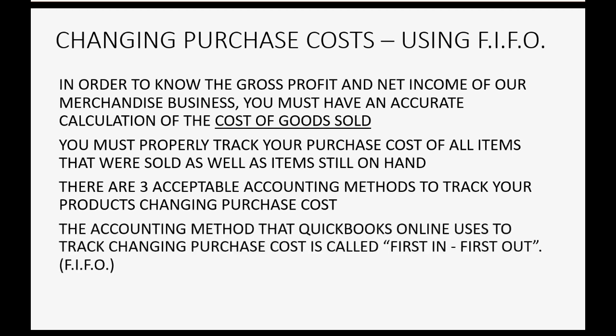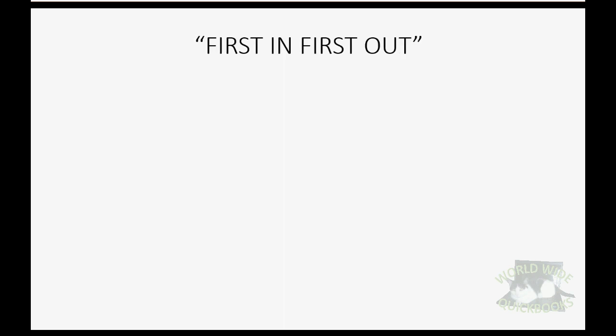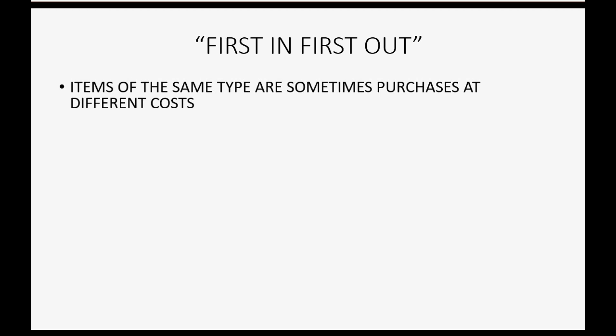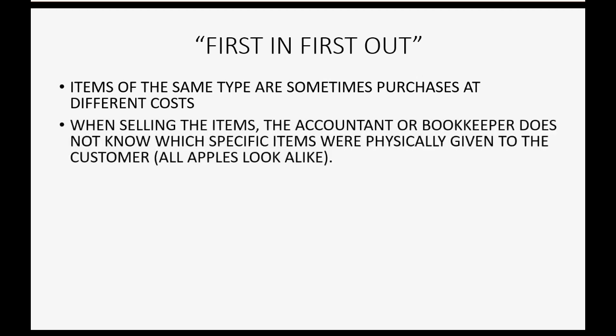The accounting method that QuickBooks Online uses to track changing purchase cost is called first in, first out, also known by the acronym FIFO. First in, first out assumes the items of the same type are sometimes purchased at different costs. When selling the items, the accountant or the bookkeeper does not know which specific items were physically given to the customer in that sale.